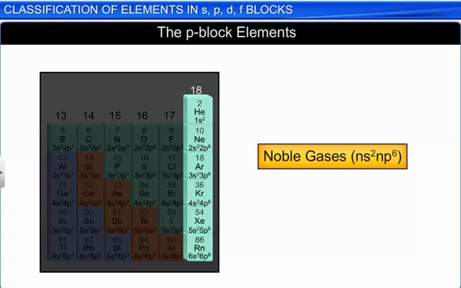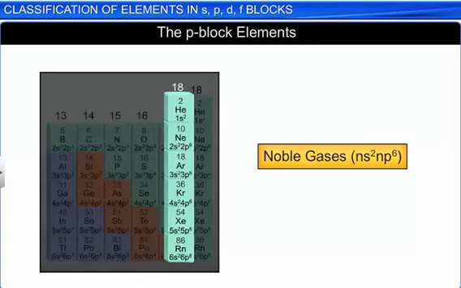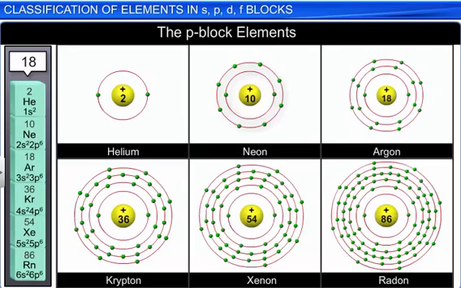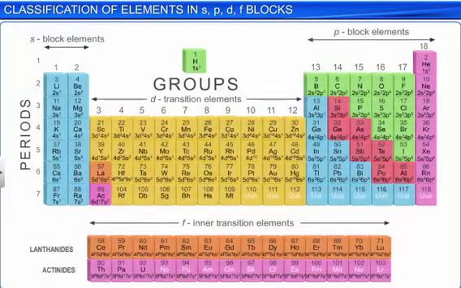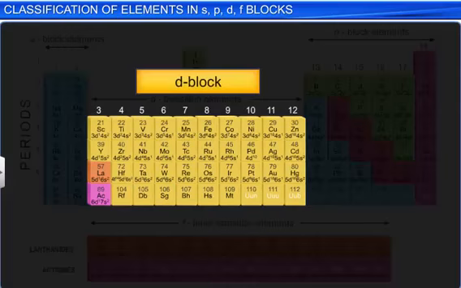Noble gases exhibit very low chemical reactivity because of their completely filled outermost shell. Next, let's look at the d-block elements. The elements belonging to group 3 to 12 in the center of the periodic table are called the d-block elements.